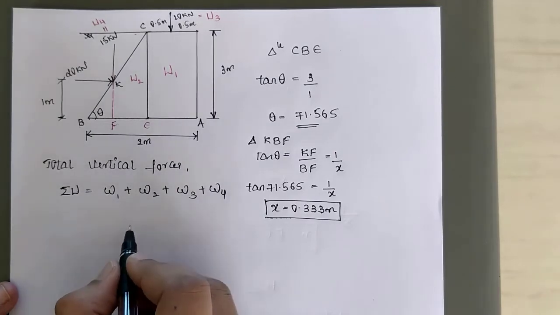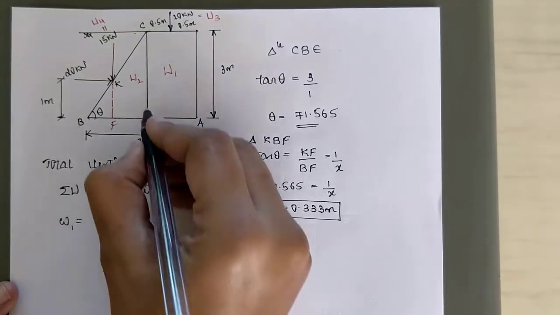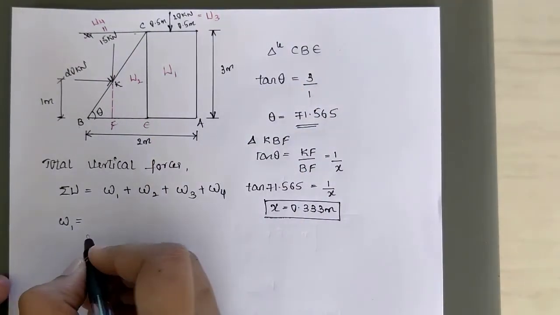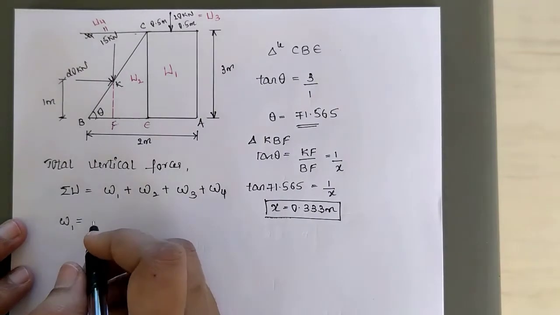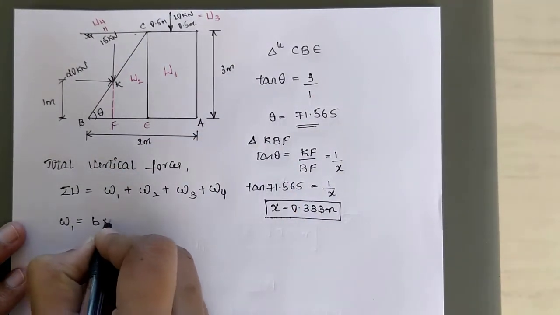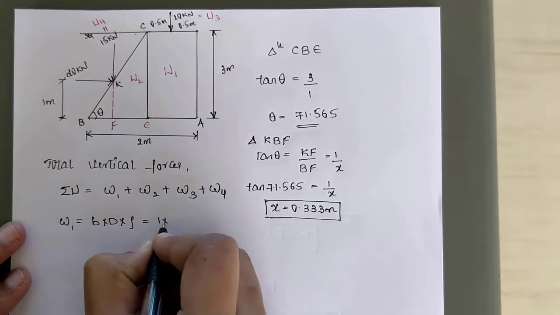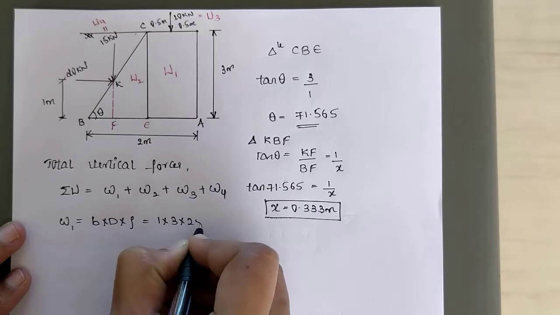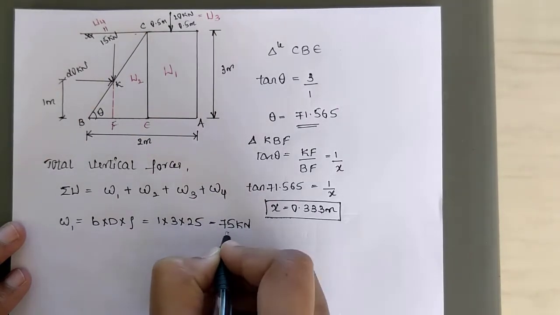First you calculate W1 and W2. W1 is the self weight of that rectangular portion. If you multiply the area by the density, you will get the self weight of that rectangular portion. That is B into D into density. B value is 1 into 3 multiplied by 25. You will get W1 as 75 kilonewton.